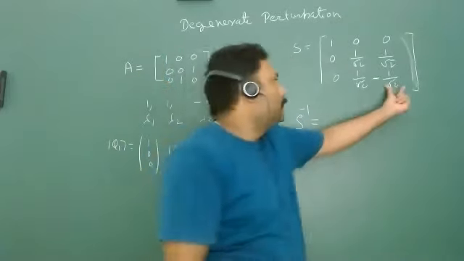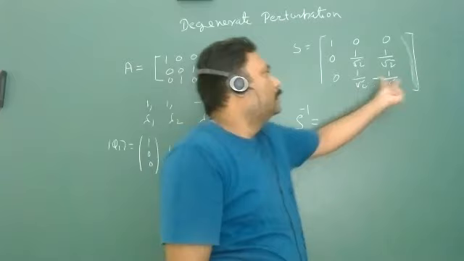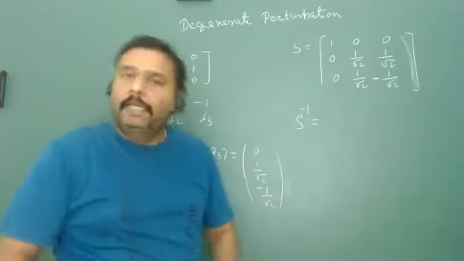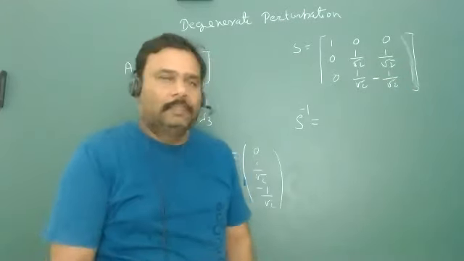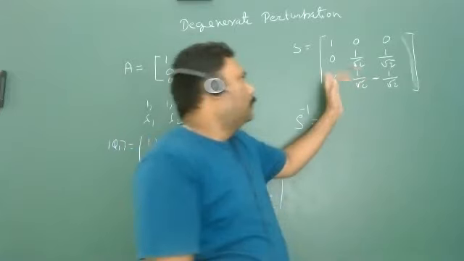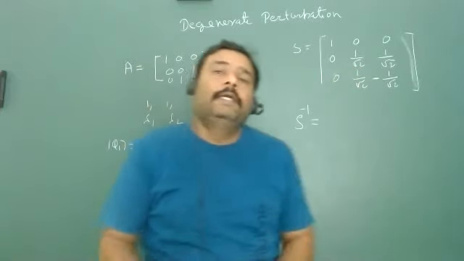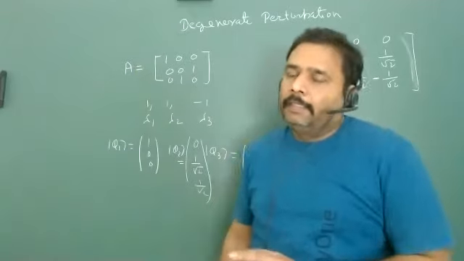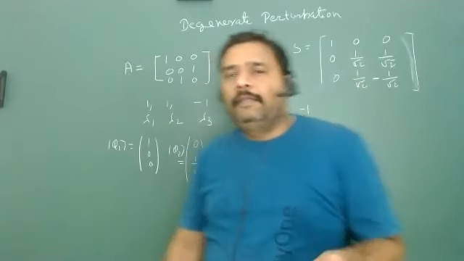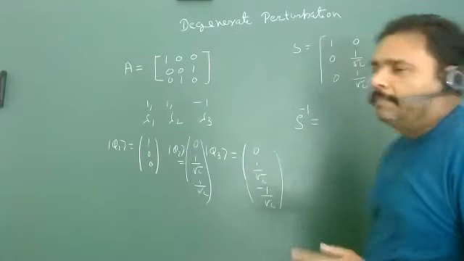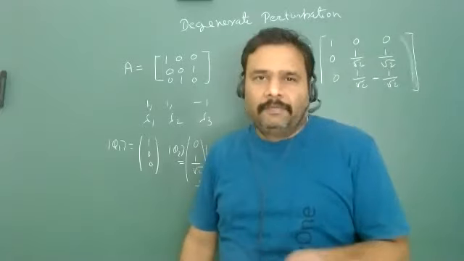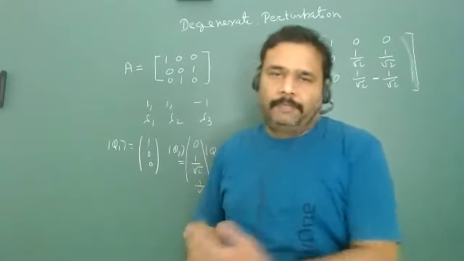Some people can write this column here and this column here. It will also work. Some people write this column here, this column here. It will also work. But what will happen if you write it not in a symmetrical form? Then you need to calculate S inverse. There will be a change in sign, plus and minus.